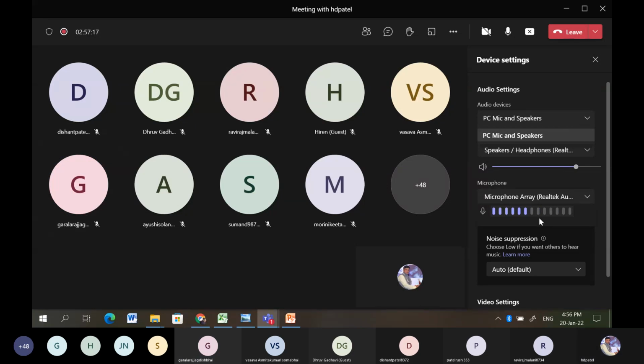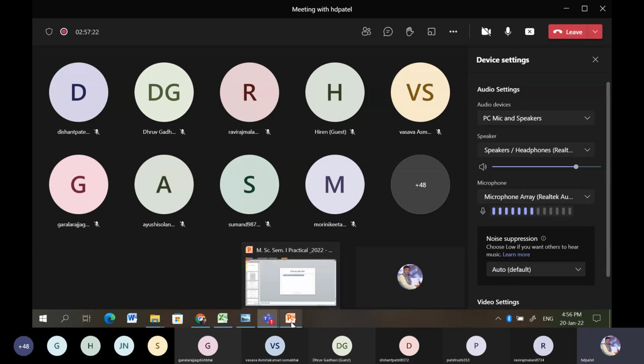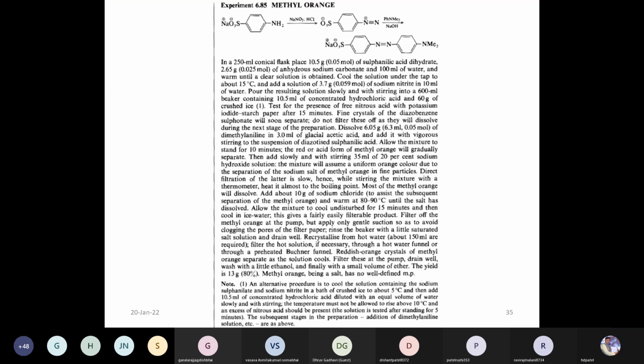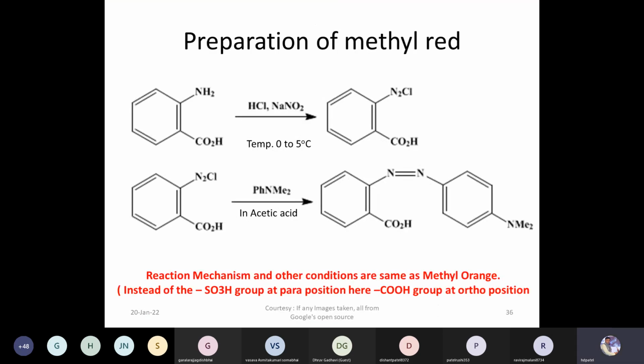Okay. So I'm moving towards the next preparation. Preparation of methyl red. Now methyl red we can prepare from anthranilic acid. Methyl orange we have prepared from sulfanilic acid, and this one is from anthranilic acid.